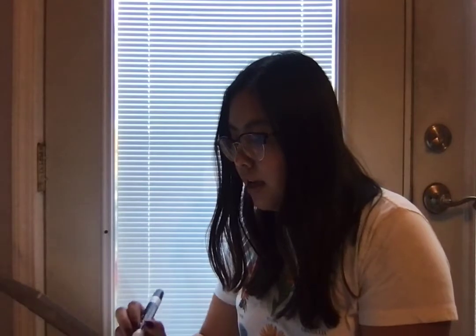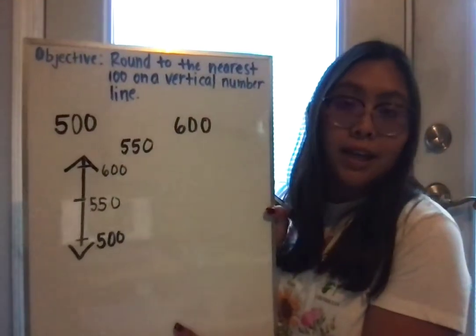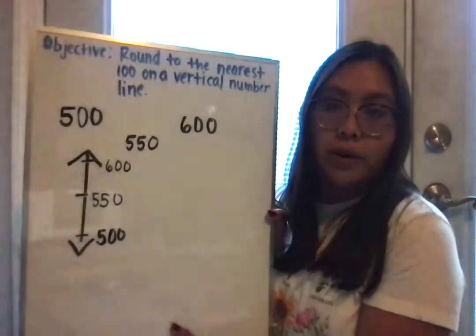So we would start with 500 at the bottom. Our halfway point would be 550. And our end point would be 600. So your vertical number line should look something like this. Okay? So we're going to try one more.